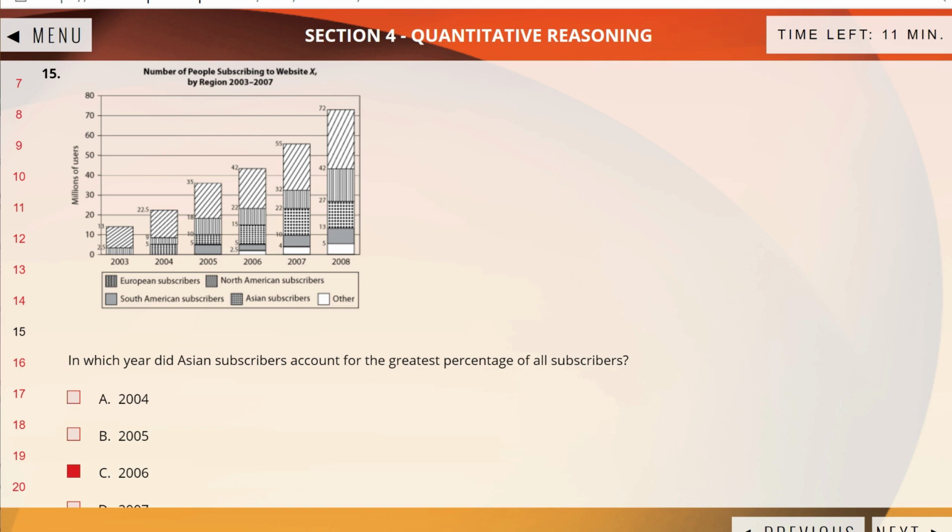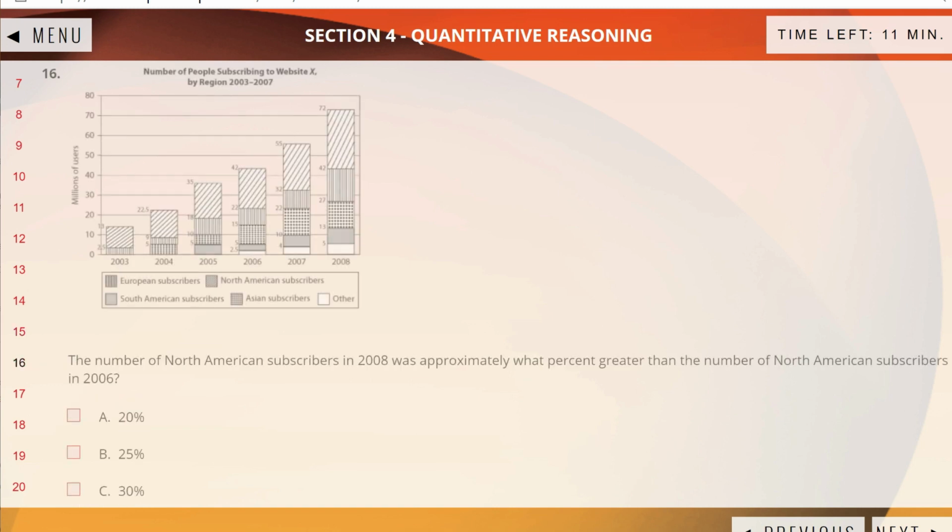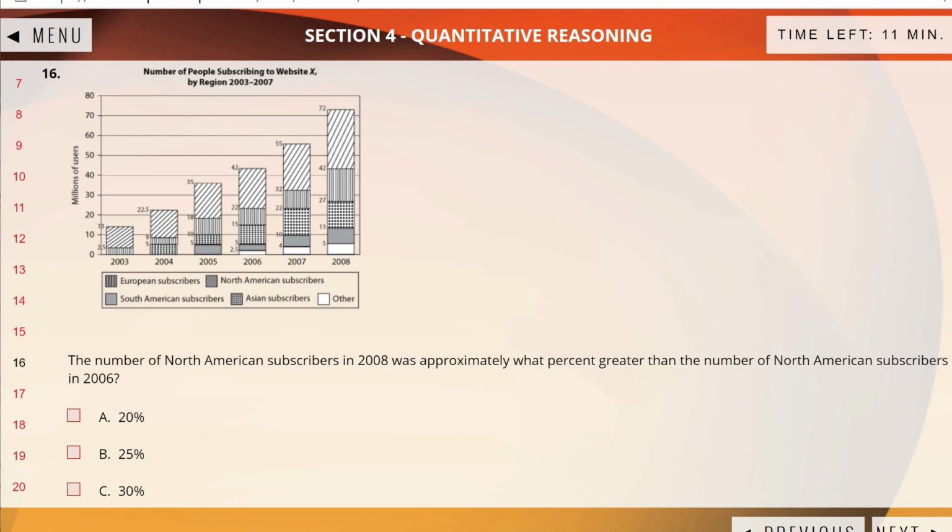Can't really explain as much as I would like, just because I'm running out of time a little bit. The number of North American subscribers, which is the cross one at the top, in 2008 was approximately what percent greater than the number of North American subscribers in 2006?